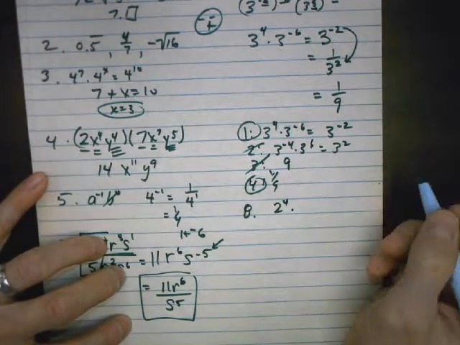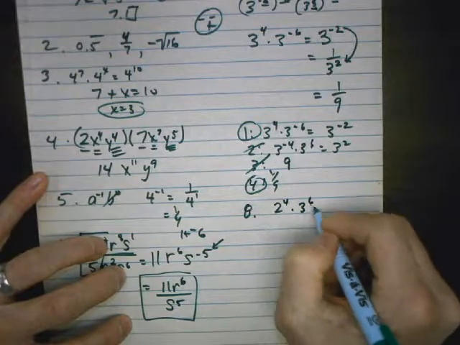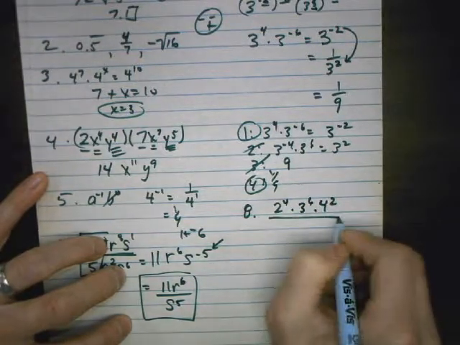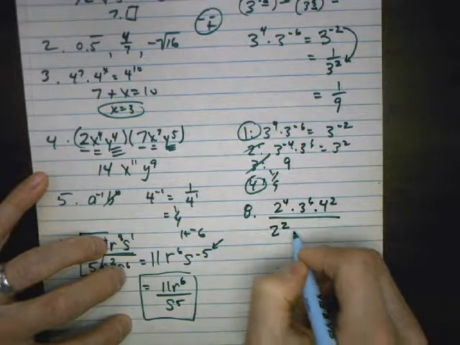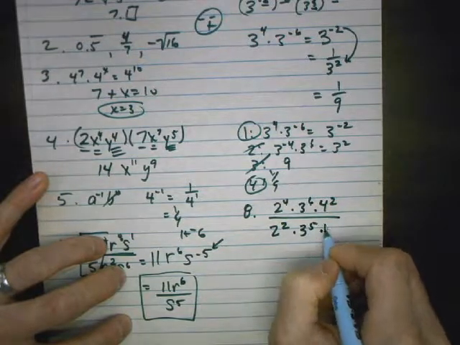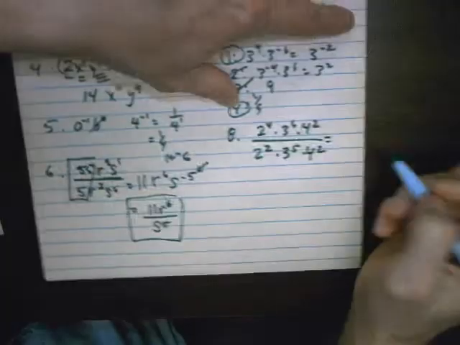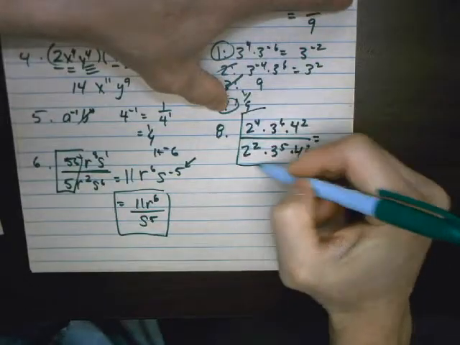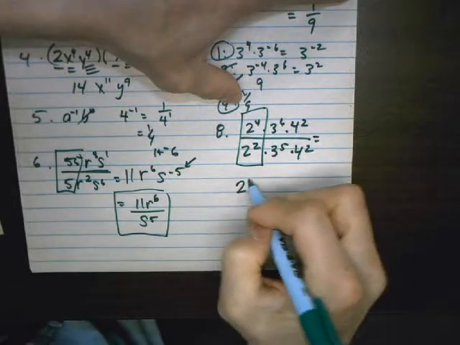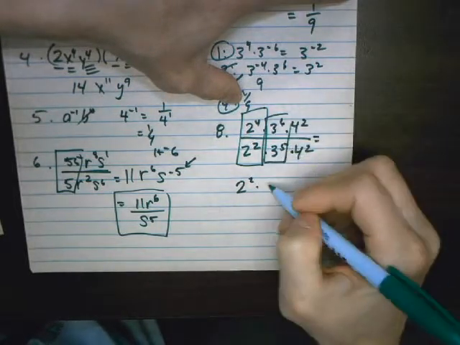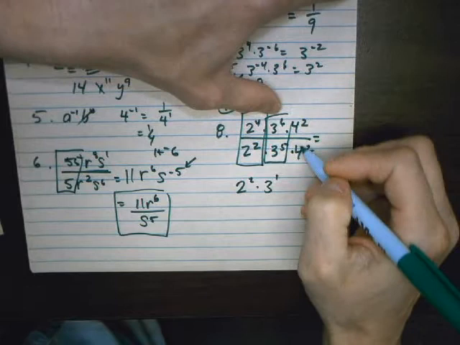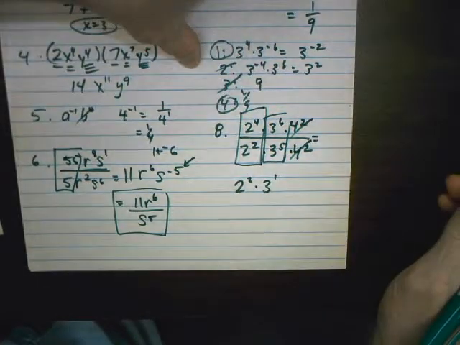Number 8 says 2 to the 4th power times 3 to the 6th power times 4 to the 2nd power, all divided by 2 to the 2nd power times 3 to the 5th power times 4 to the 2nd power. The last thing you want to do here is start multiplying these big numbers. Instead, you want to use your properties. I'm going to divide powers with the same base. I copy the base, subtract the exponents. And these are the same thing, so I can cross out my 1's right there.